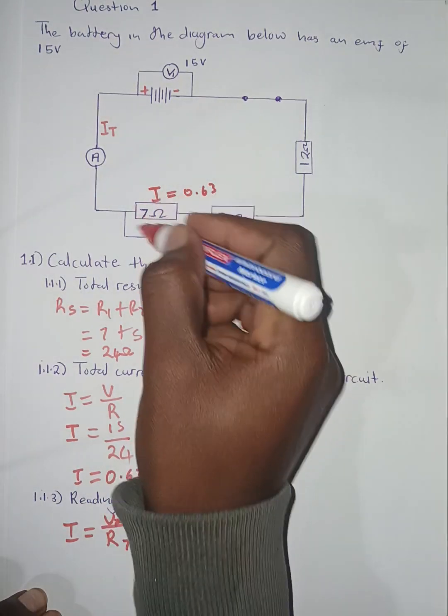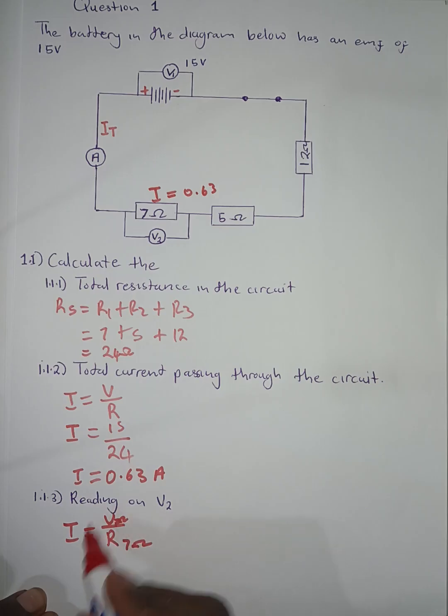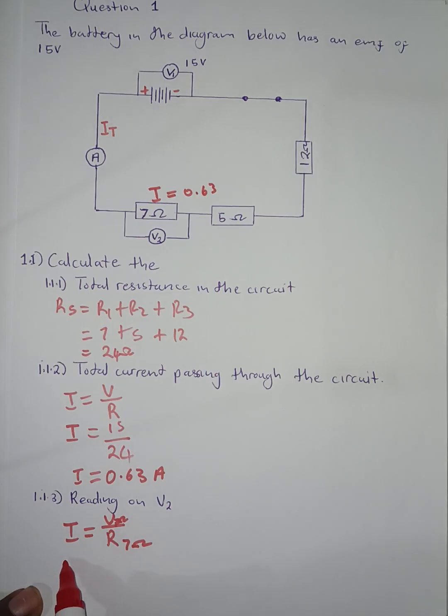And of course, we know that the resistor there is 7 ohm, and what we are looking for is the voltage. So I'm going to substitute my values, and the current across that point is 0.63. That would be equal to V. That's what I'm looking for, right? And the resistor would be 7.